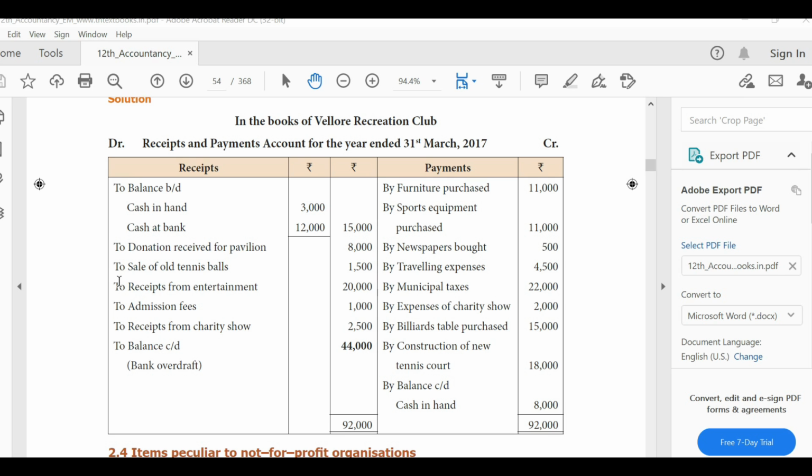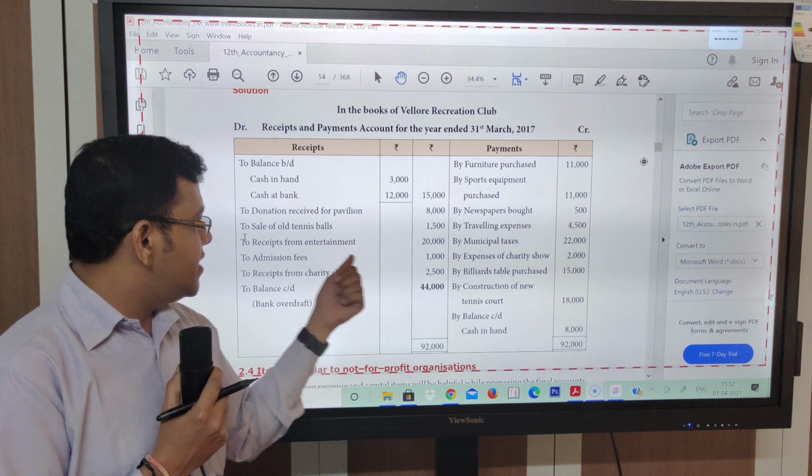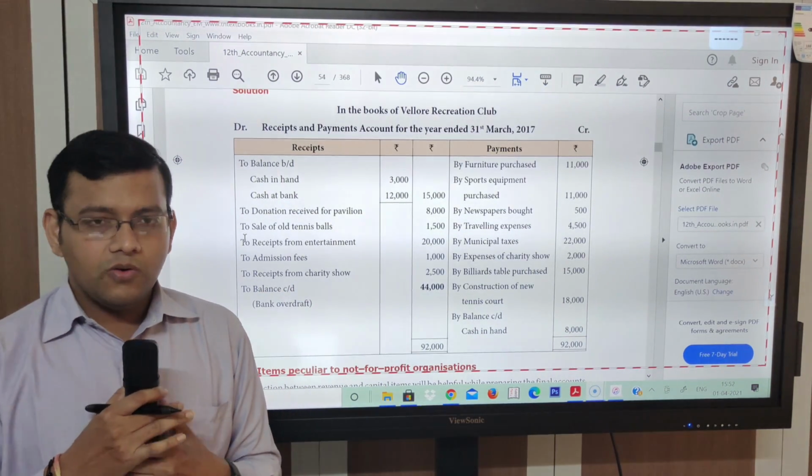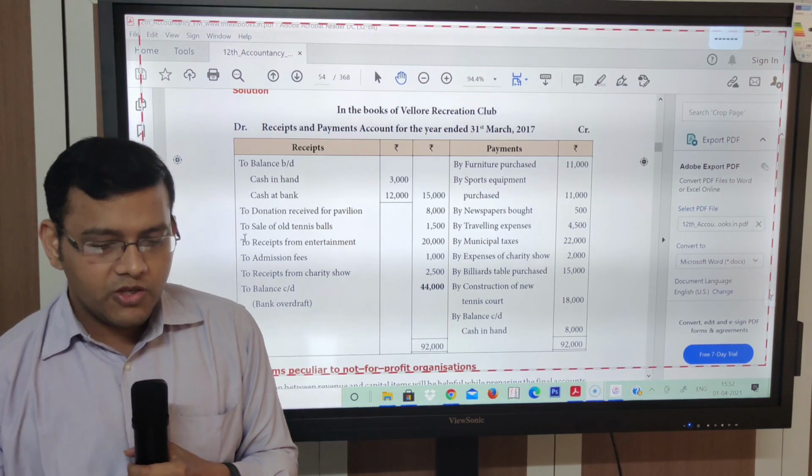So if you don't get the balance on the credit side and you get it on the debit side, it will be called what? Bank overdraft. Okay, because you have spent more than your balances.